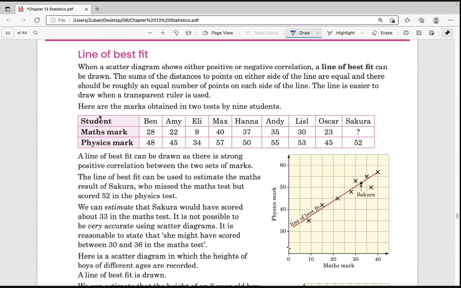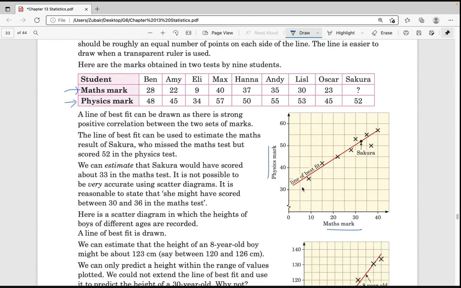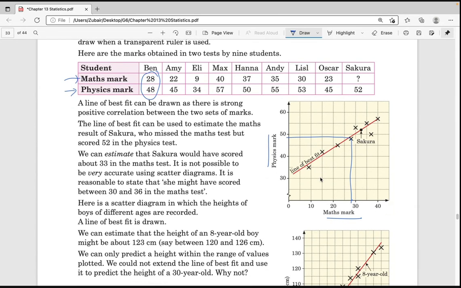So, line of best fit. We have these marks, mathematics and physics, mathematics on X, physics on Y. It is not a compulsion; we can reverse the axes. And we plotted these. Math is 28 and physics is 48, so roughly 28 against 48. We draw all these points, then we draw the line of best fit. It is not necessary that it passes through all of them.